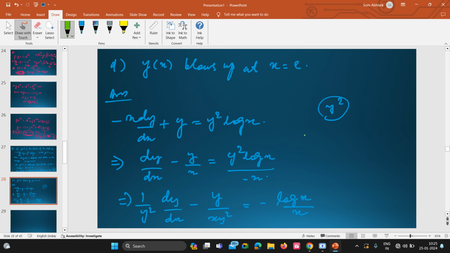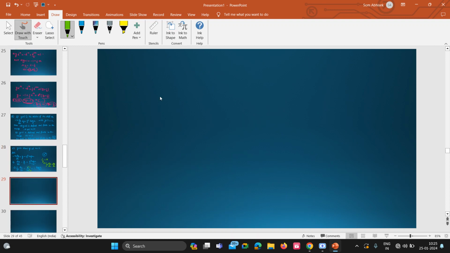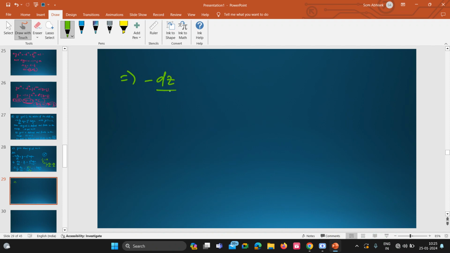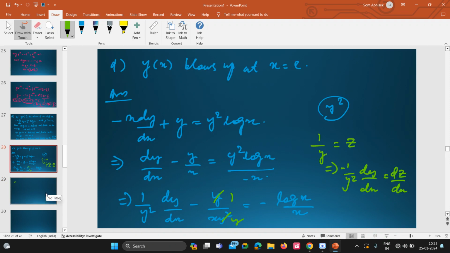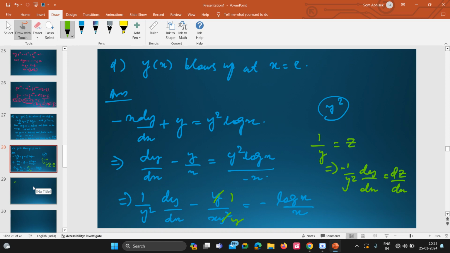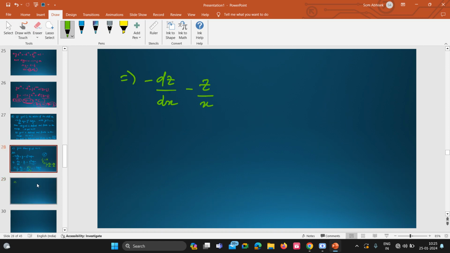So what will happen here? What will I do now? This is y. So I will take 1 by y is equal to z. So that my minus 1 by y square dy by dx is equal to dz by dx. Okay, so now it will become minus dz by dx minus z by x is equal to minus log x by x.